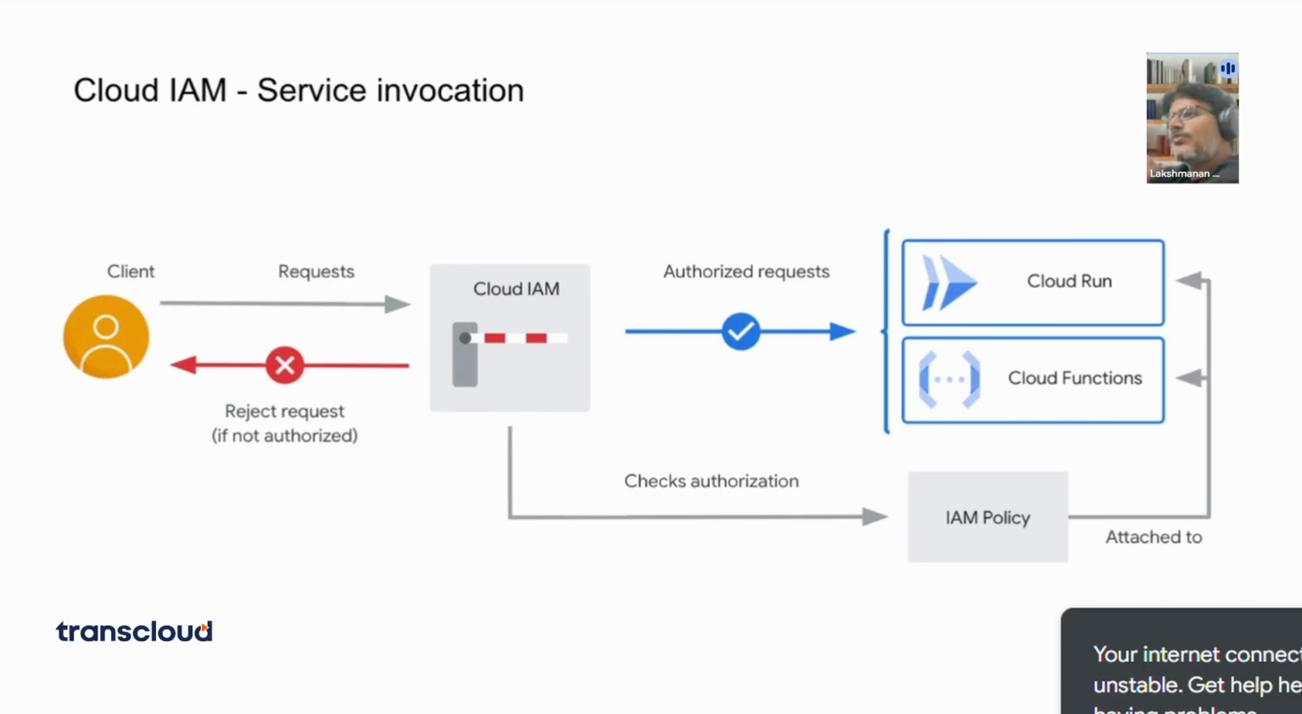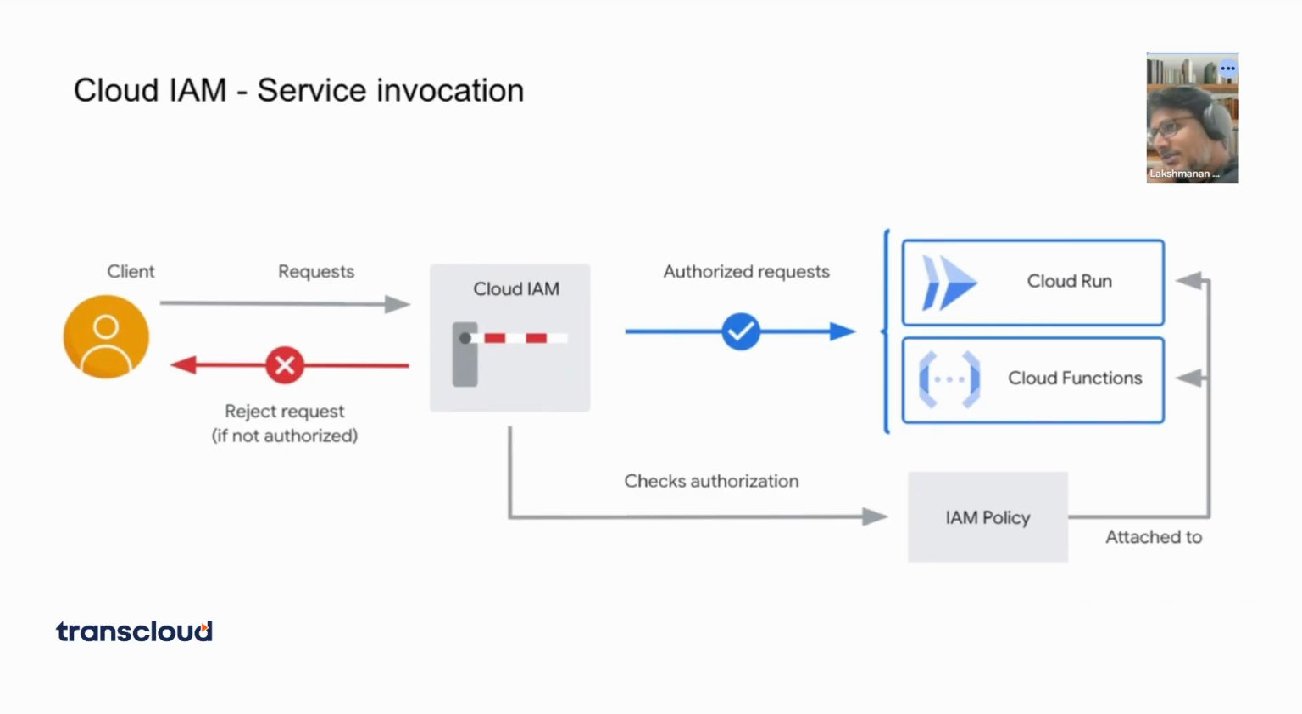Right. This is the typical flow of how service invocation works. When a client makes a request, it first comes to IAM, and IAM verifies whether the request is authorized with the help of the IAM policy. If the user doesn't have the required permissions, it will reject the request automatically. And if the user has the permission, it is going to allow it. This is the typical flow whether it is Cloud Run, Cloud Functions, or any other service. But since we are talking about Cloud Run and Cloud Functions, this is how the request carries through.